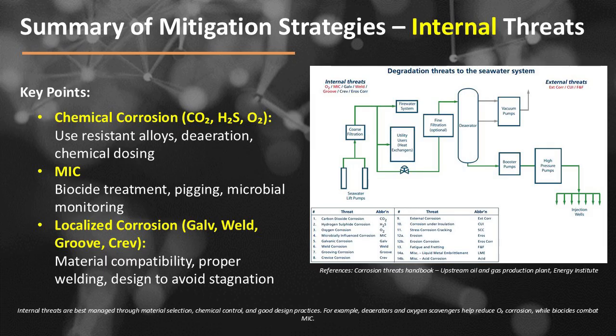Key points. For chemical corrosion such as CO2, H2S, and O2, use resistant alloys, deaeration, and chemical dosing. For MIC corrosion, use biocide treatment, pigging, and microbial monitoring. For localized corrosion such as galvanic, weld, groove, and crevice, use material compatibility, proper welding, and design to avoid stagnation.